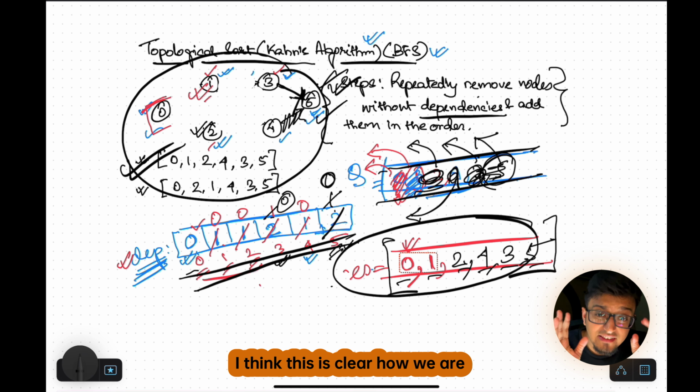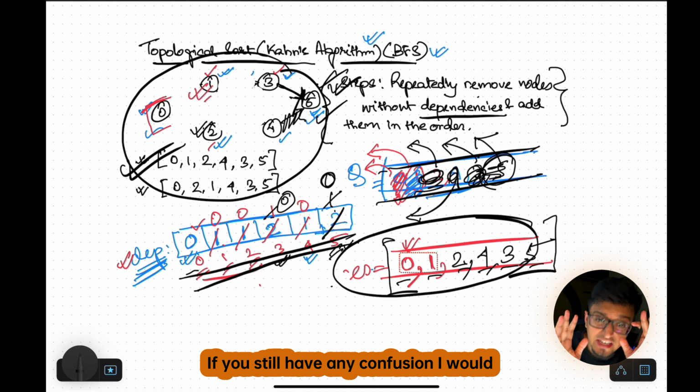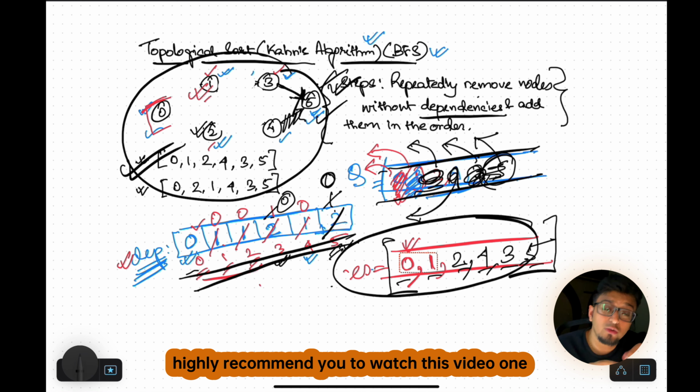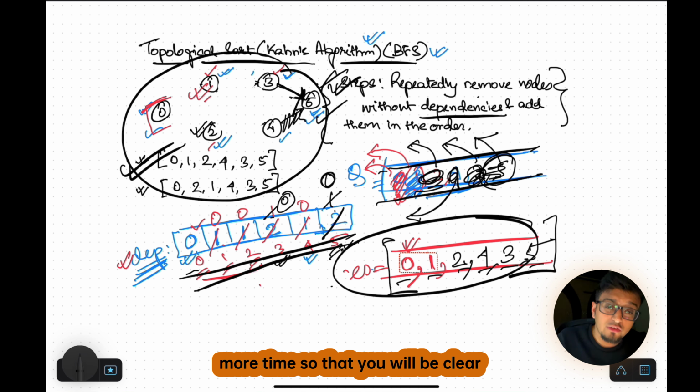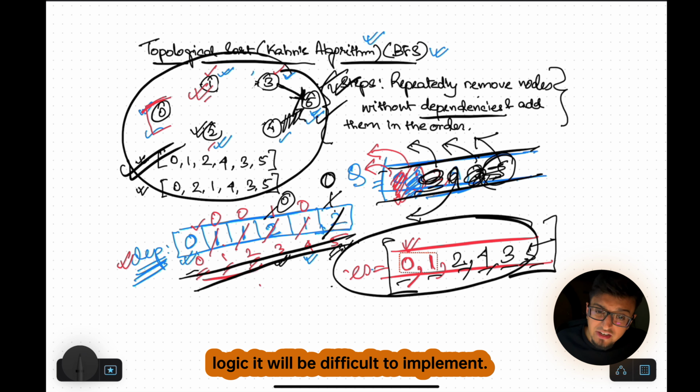I think this is clear how we are performing Kahn's algorithm for any directed acyclic graph. If you still have any confusion, I would highly recommend you to watch this video one more time so that you will be clear with this algorithm, because without understanding this entire logic, it will be difficult to implement.